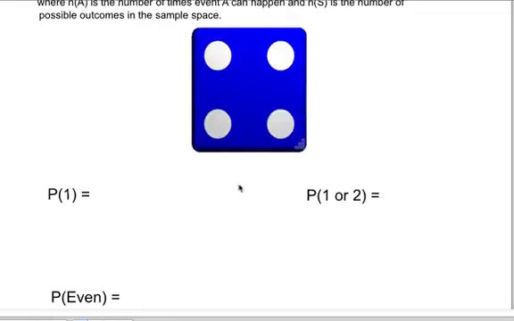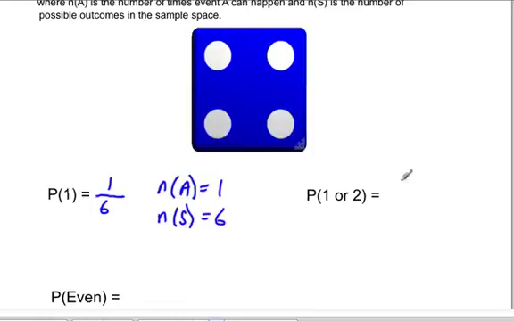For example, if you want to know the probability of rolling a 1, when you roll a single die, there is one favorable outcome, and that's if you roll a 1. There are 6 possible outcomes because there are 6 possible rolls on a single die. So the probability of rolling a 1 is 1 over 6. Here, the number of ways you can have a 1 is 1, and the number of possible outcomes is 6.